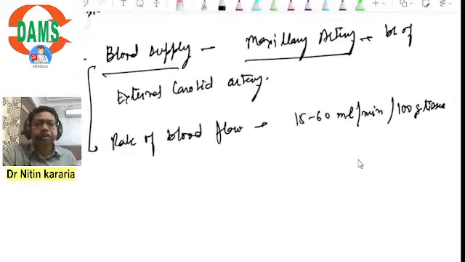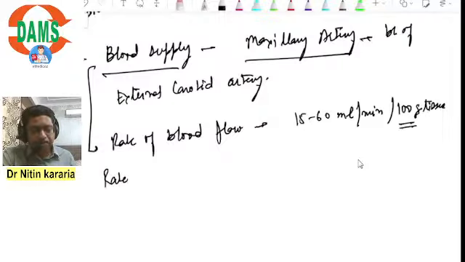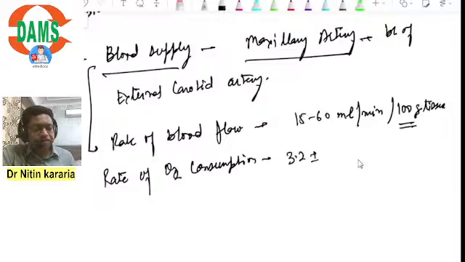The rate of blood flow in a resting state to the dental pulp is 15 to 60 ml per minute per 100 gram of tissue. The figure is per 100 gram of tissue. If it is asking about per gram of tissue, just divide it by 100, you will get the answer. Similarly, because of blood flow, there is oxygen consumption by the pulp. So the rate of oxygen consumption is 3.2 plus minus 0.5 ml per minute per 100 gram tissue.